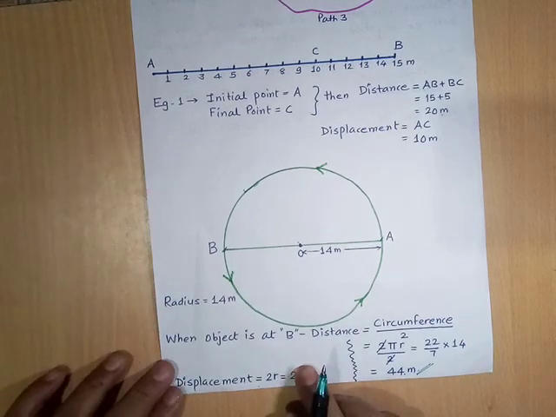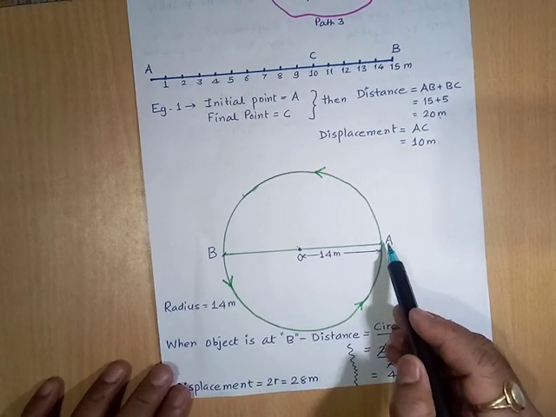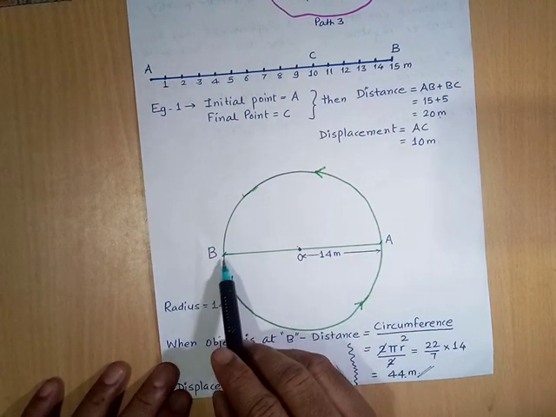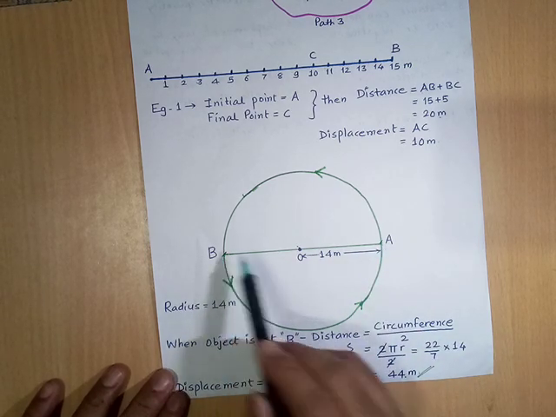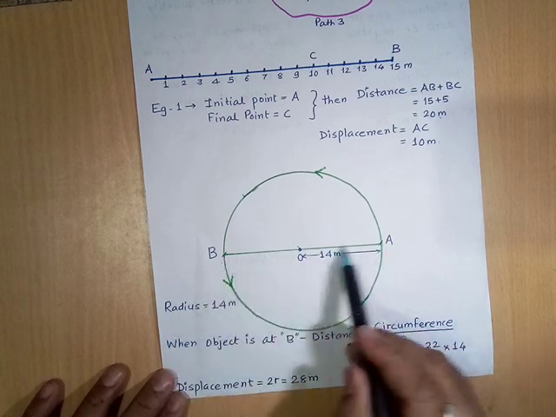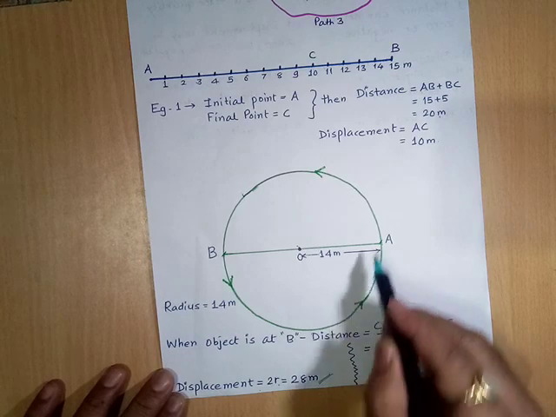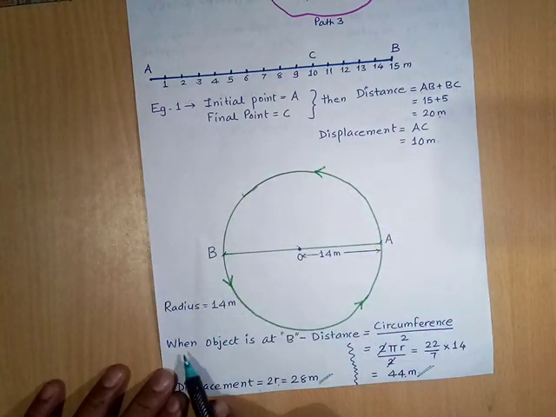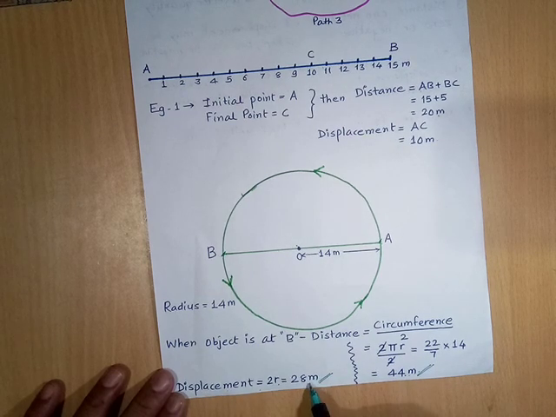But if you look carefully, and think about the displacement of the object, then displacement, we have seen in the definition, is nothing but the shortest distance between the initial point and the final point. So here the initial point is A and the final point is B. So the shortest path is this entire diameter of the circle. So this displacement is 2 times r, so 2r will give me 28 meters. So if you look carefully, along the circular path, the distance covered during A to B is 44 meter. However, the displacement is 28 meter.